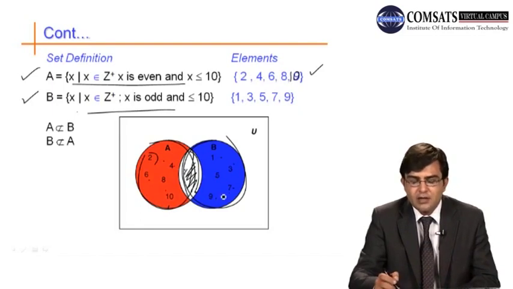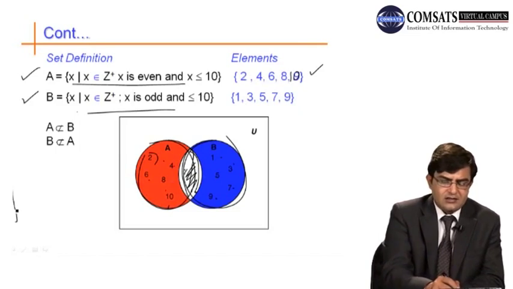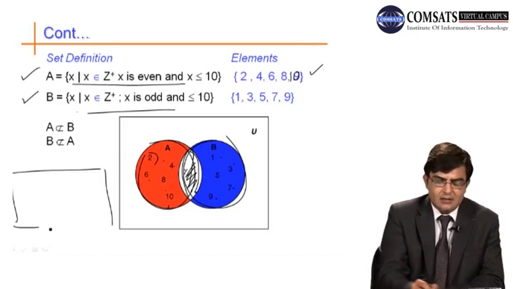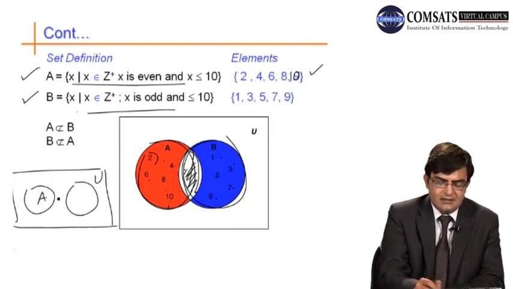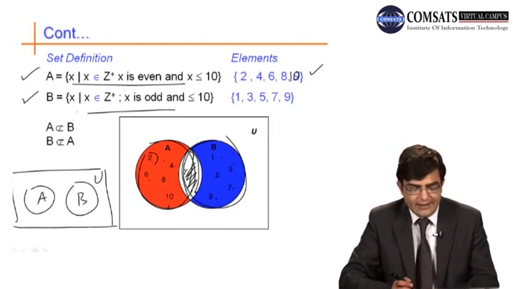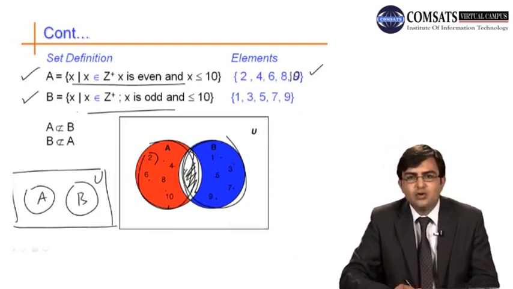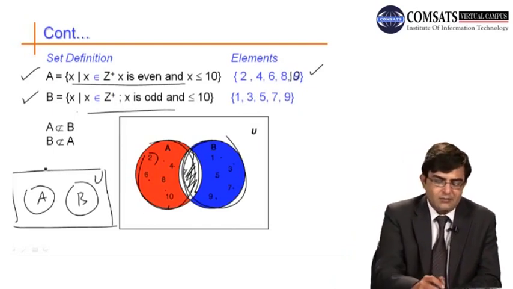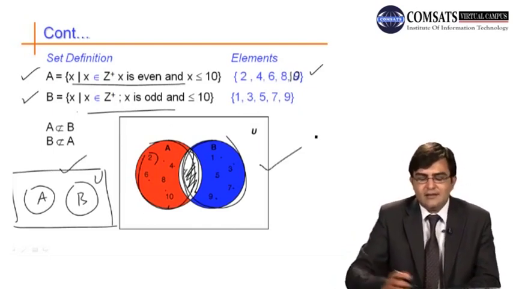Because they are not common, we can construct the Venn diagram like this, or we can construct the Venn diagram like this also, where U is this, A is this, B is this. Because A and B are disjoint sets here, there is no common element in these two sets, so the Venn diagram could be like this or could be like this.